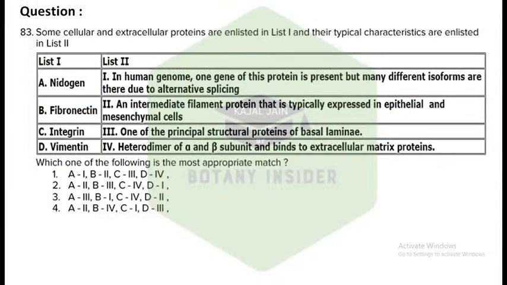This is the next question for you all. Again, a match the following kind of question. On one hand, you are given the various components related to your cell adhesion molecules, and on the other hand you are given their characteristic features. Okay, get the answer for this.